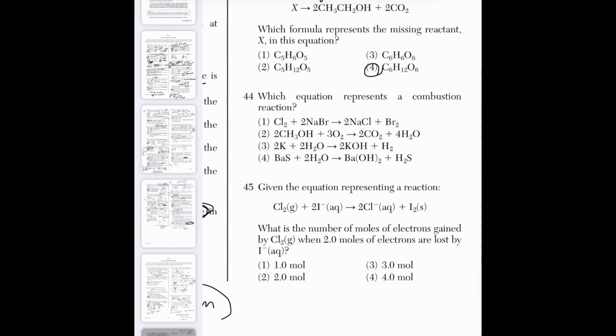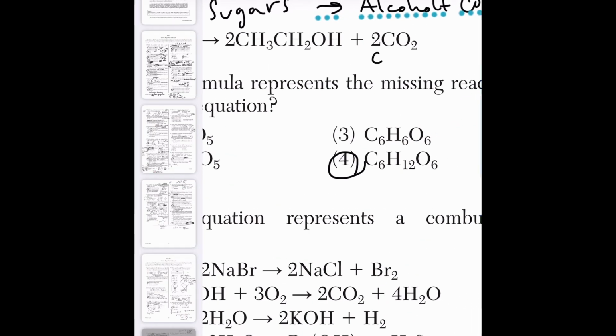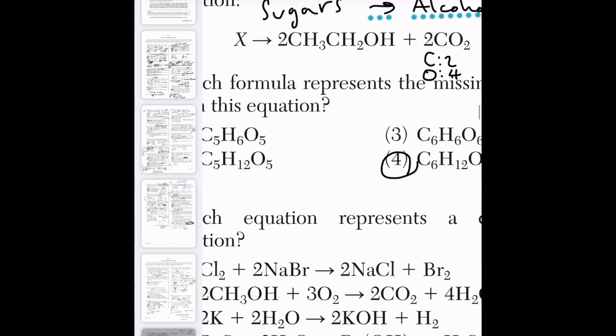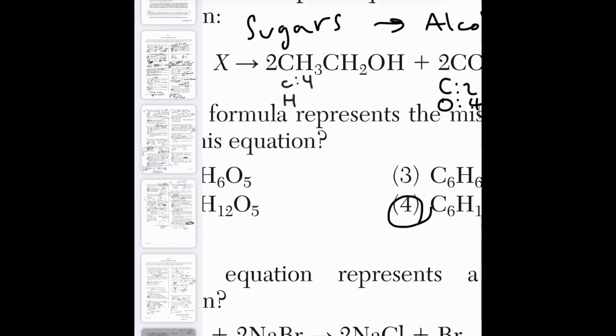I mean, obviously, this is not the only way to do it. You could technically count all of these. So there's 2 C's here, 2 C's, 4 O's. And here you have 4 C's because you have 2 in one of these, and you have 4 in 2 of these. You have 6 H's in 1, 12 H's in 2.